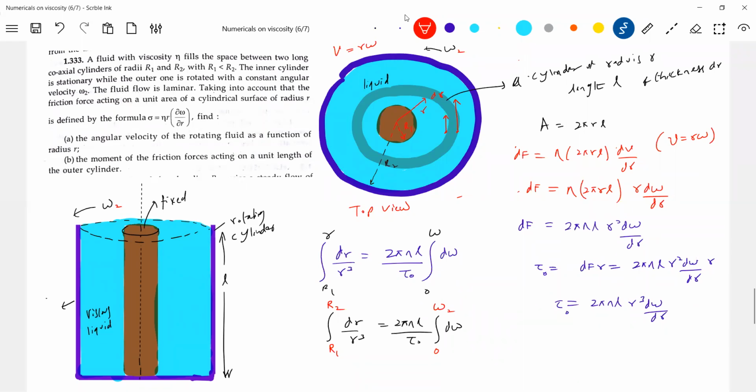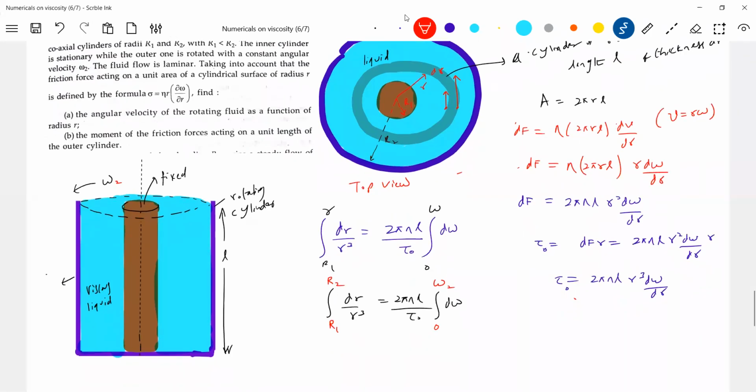Right now, solve this too. Solve this and you'll get the expression for the angular velocity. Option B, the moment of friction force acting on a unit length of the outer cylinder, is asking for torque per unit length. After getting this, come back and substitute here. You'll get an equation. Let me solve it.